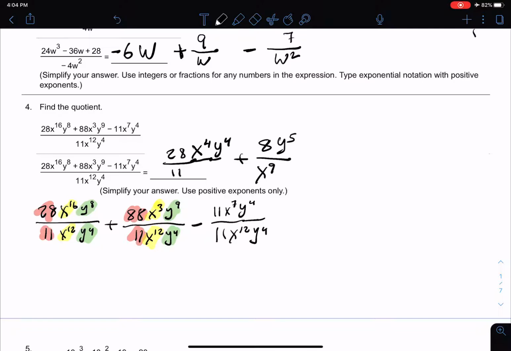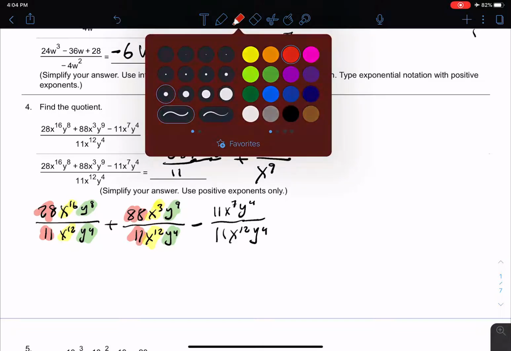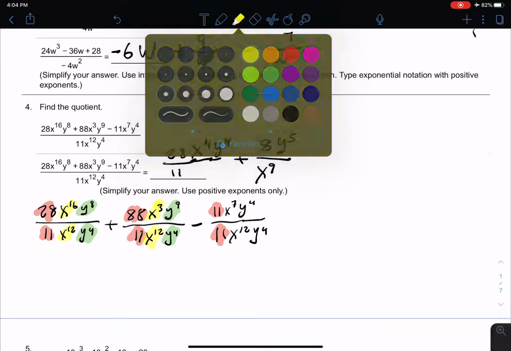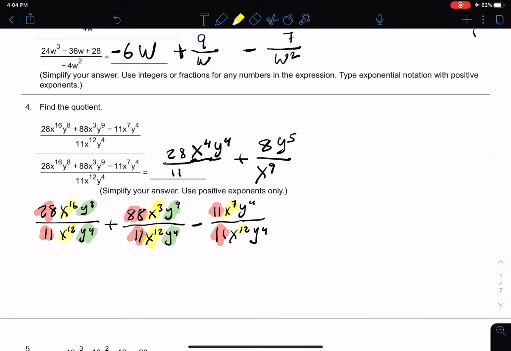Okay, and then we're down to our last situation here. And we go ahead and look at our coefficients. That would be 11 divided by 11, which gives us 1. So that reduces nicely. Then we move on to our next, x to the 7th over x to the 12th. Well, you reduce 7 of them, right? Cancel or reduce 7 of them. And that's going to leave 5 left on the bottom. So it's going to be x to the 5th in the denominator.